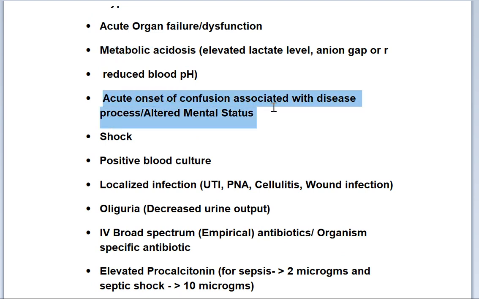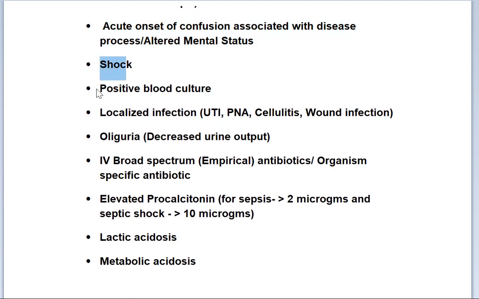acute onset of confusion associated with the disease process or AMS, that is altered mental status, shock, positive blood culture, localized infection, that is UTI, pneumonia, cellulitis, wound infection, oliguria, IV broad spectrum or empirical antibiotics, organism specific antibiotic, elevated procalcitonin, lactic acidosis, metabolic acidosis.